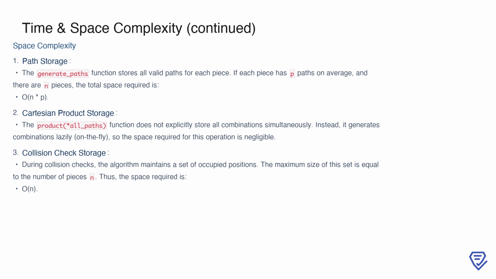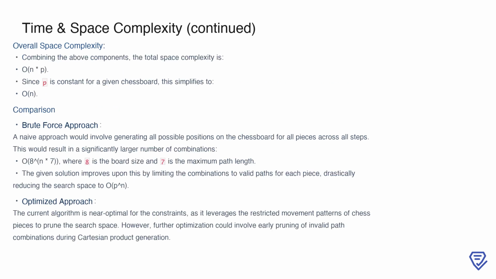Lastly, during the collision checks, the algorithm maintains a set of occupied positions at each step. The size of this set is equal to the number of pieces, n. Therefore, the space required for this step is O(n). When we combine these components, the overall space complexity is O(n*p). Since p is constant for a given chessboard, this simplifies further to O(n). The overall space complexity of the algorithm is O(n), as we determined earlier.